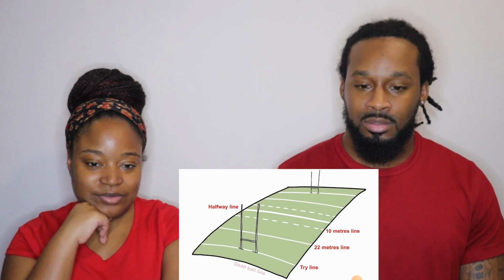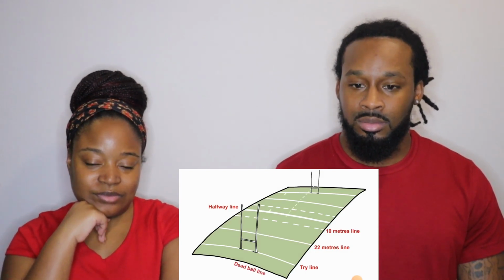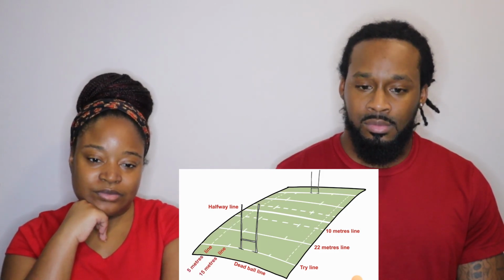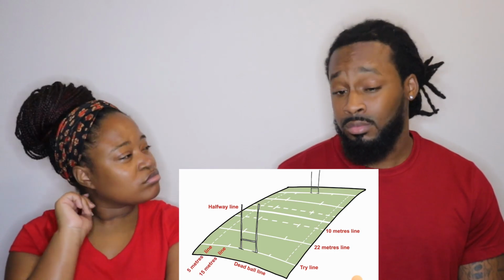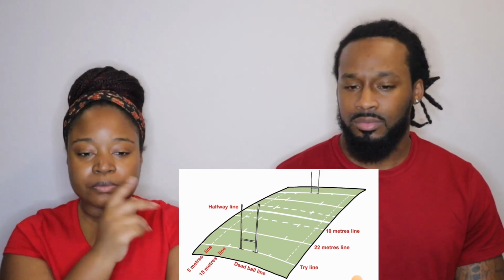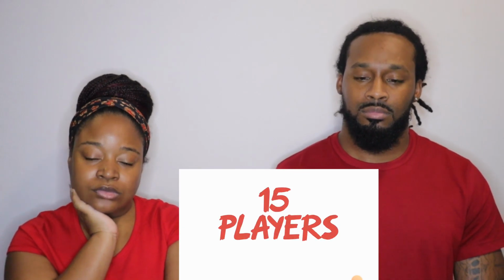The last line is the dead ball line and marks the end of the field. On the sides, you find the 5 metres line and the 15 metres line. During a line-out, the players must stay between these lines. A game is 2 halves of 40 minutes and has a half-time break of about 10 minutes. A rugby team has 15 players.